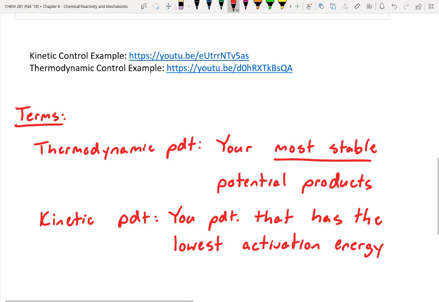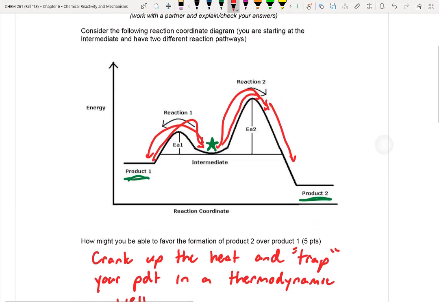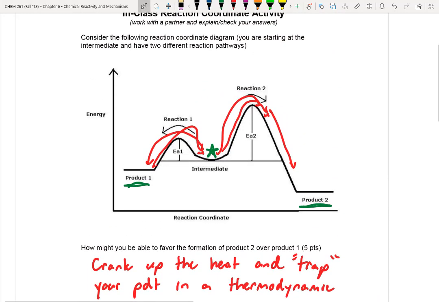Yeah? Can you define exactly what you mean by the most stable, like stable? Yeah, so what I mean by most stable is you see how product 2 is lower in energy? So you're talking about the energy, the internal energy. Exactly. So the Gibbs free energy for that specific product is lower or more stable than any other potential products. Okay. Yeah, good question though.